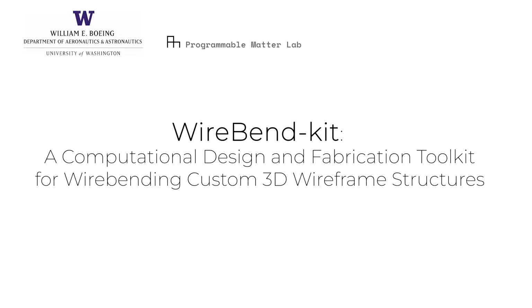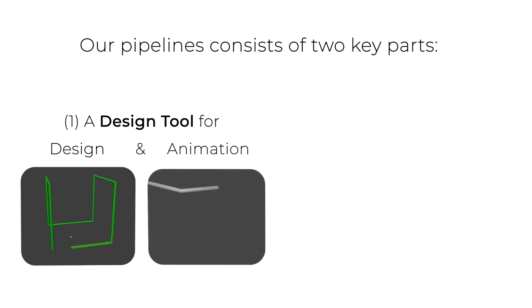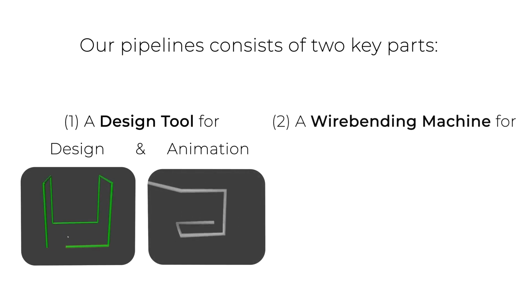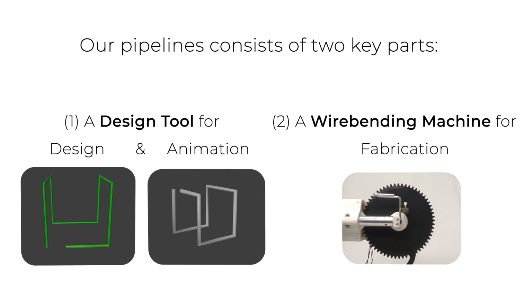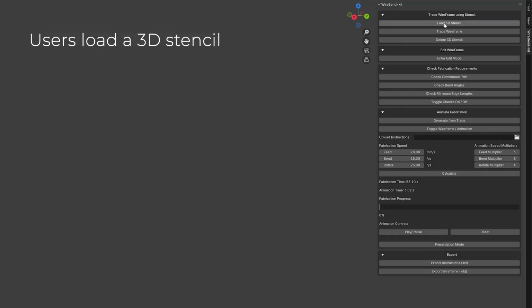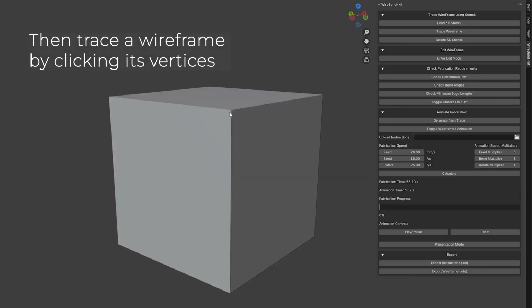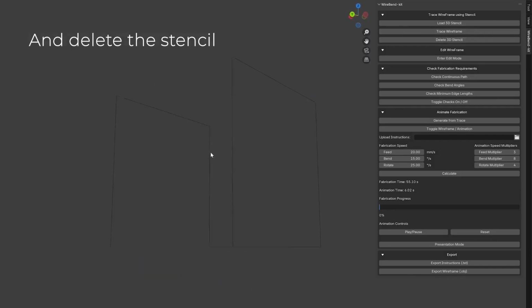WireBend-Kit, a design and fabrication toolkit for wire bending custom 3D wireframe structures. Our pipeline consists of two key parts: a design tool for design and animation, and a wire bending machine for fabrication. Users load a 3D stencil, then trace a wireframe by clicking its vertices, and delete the stencil.